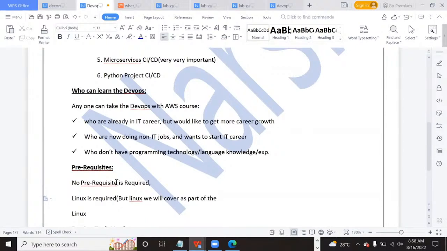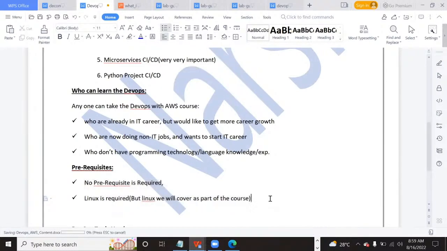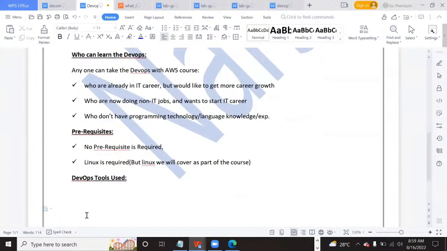So even if you don't know Linux, you can happily attend these sessions, because first Linux will be started and then the DevOps tools will be started. Prerequisite: no prerequisite required, Linux is required. Both are contradictory statements, but yes, we will cover Linux from the basics, from scratch. That is the reason no prerequisite is required.